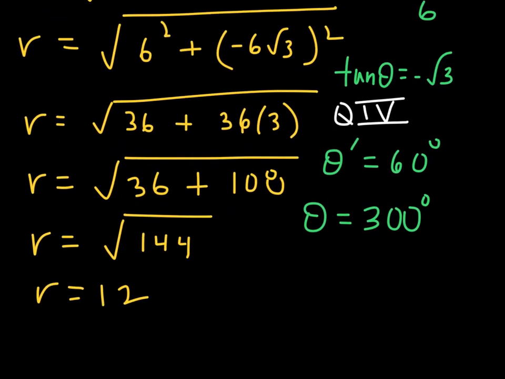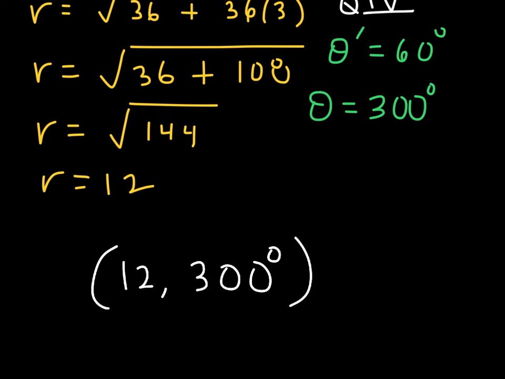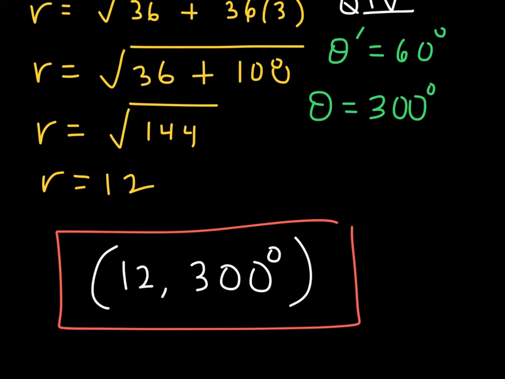So with my theta and my r value, I can say a pair of polar coordinates can be 12, 300 degrees. Now, like we showed in the previous example, for this set of polar coordinates there are infinitely many ways to write these coordinates. So this is just one possibility for the ordered pair 6, negative 6 root 3.